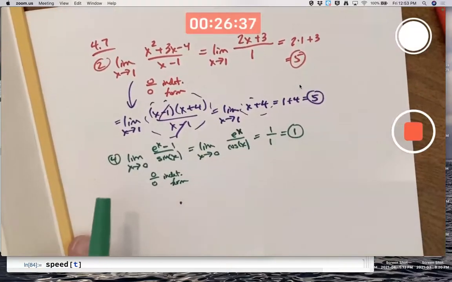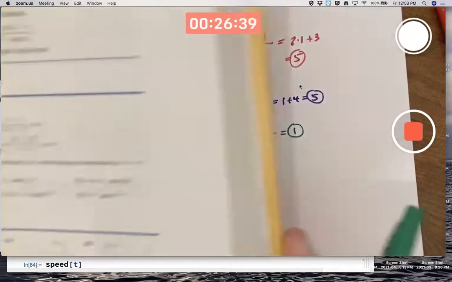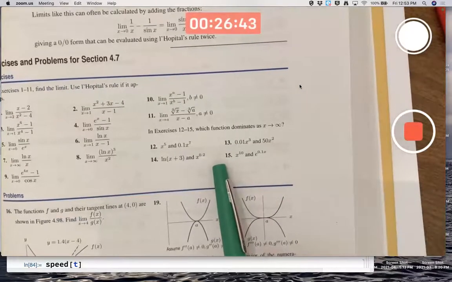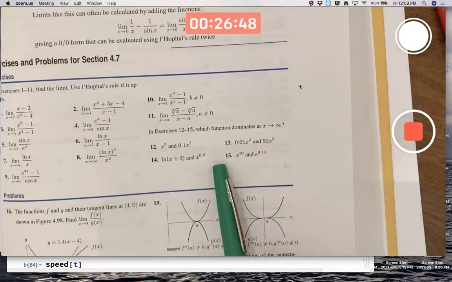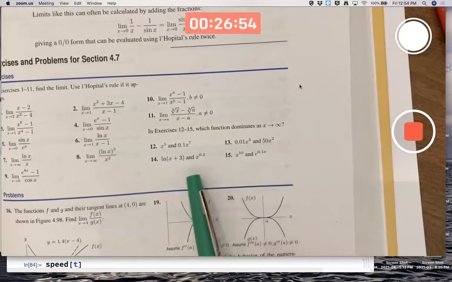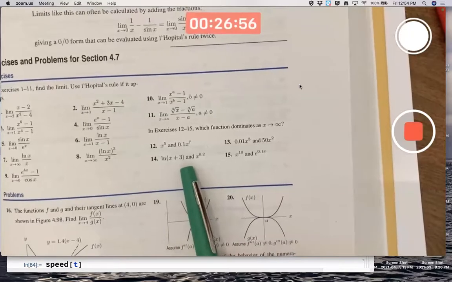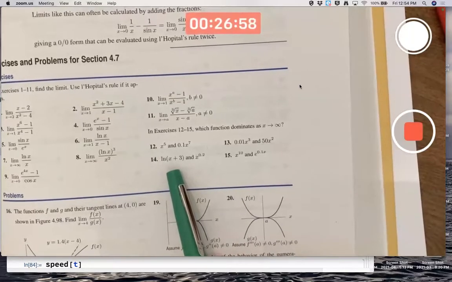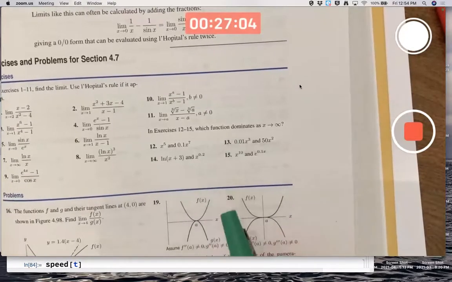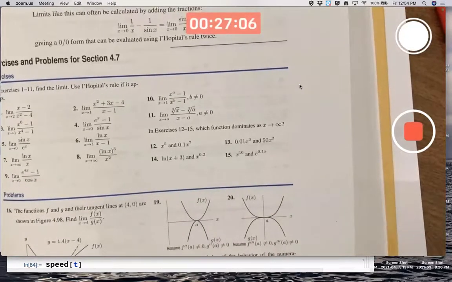You're also going to have some questions due on Monday related to dominance. Which function dominates as x goes to infinity? We actually talked about this in chapter 1, and we treated it as just a thing to memorize. But let's go ahead and take one of these examples. Let's take, say, this example here. Which function dominates as x goes to infinity? Natural log of x plus 3 or x to the 0.2? By dominates, we mean which function grows faster ultimately.